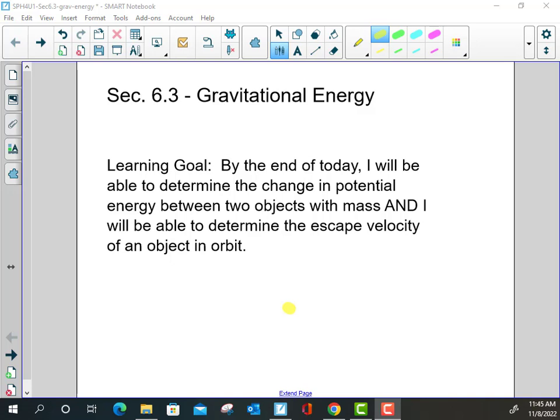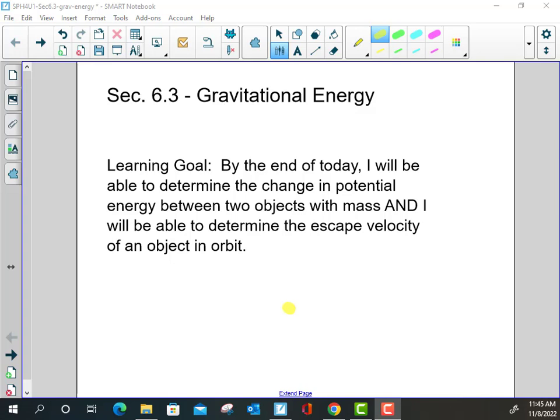So by the end of today, we're going to be able to determine the change in potential gravitational energy between two objects with mass. And I will be able to determine the escape velocity of an object in orbit. We're going to hold off on the second part. The escape velocity we'll do tomorrow.